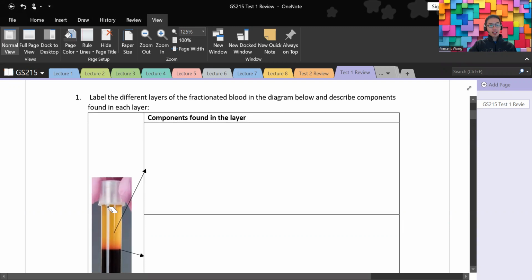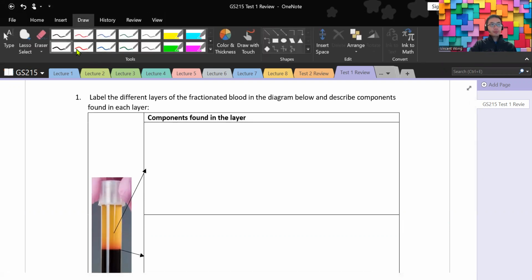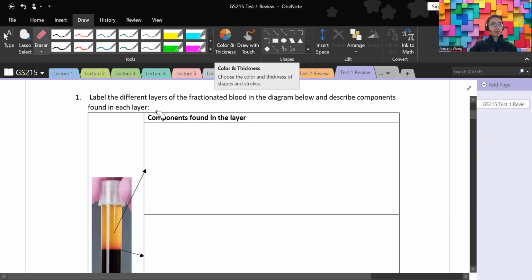So we have this yellow clear portion of the blood. What do we call that? Plasma protein. Plasma, that's correct, plasma. So this would be plasma.